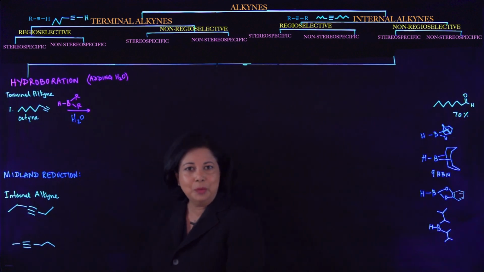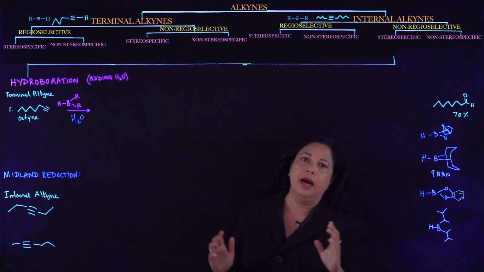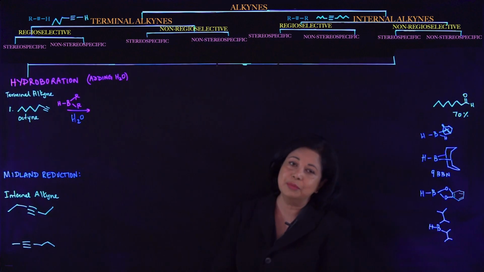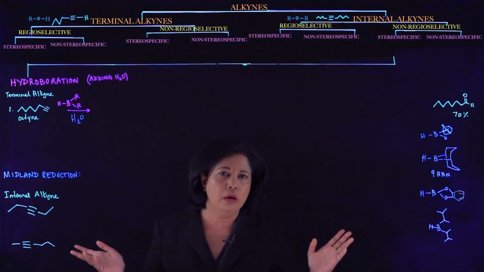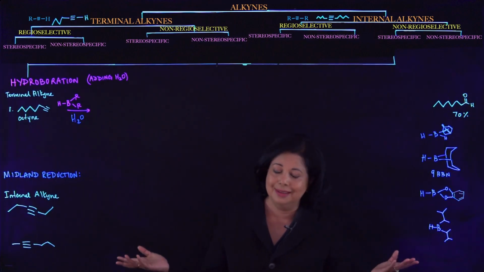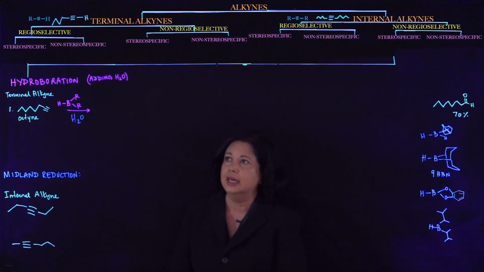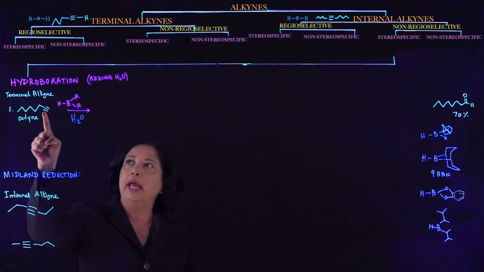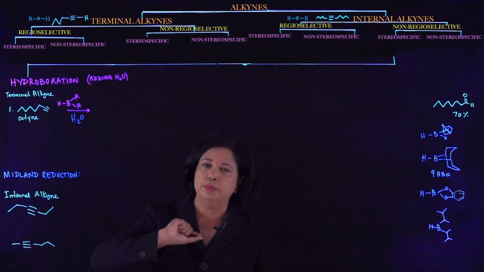Welcome everybody. We are going to talk about hydroboration. What does that mean? It just means the alkyne is going to take a sip of water. It's going to get hydrated. So right now your alkyne's got a triple bond. We're going to add H2O across that triple bond.